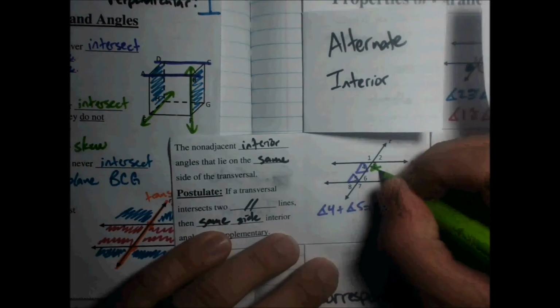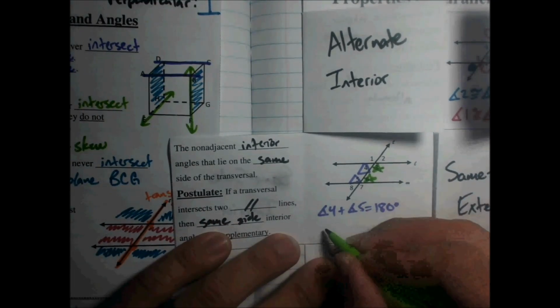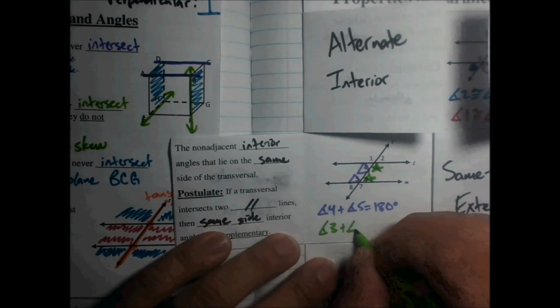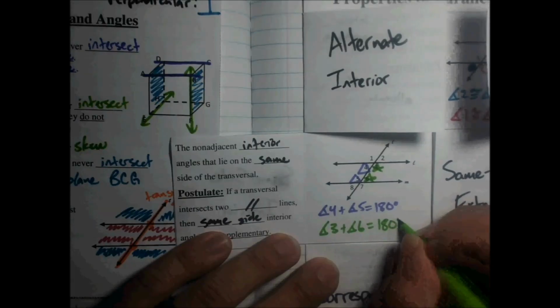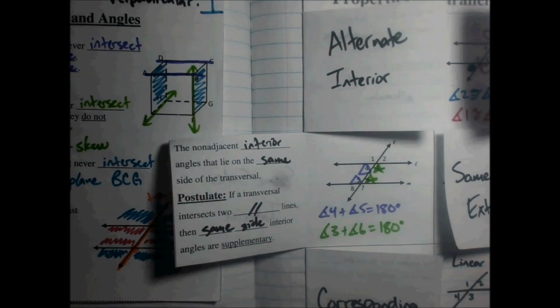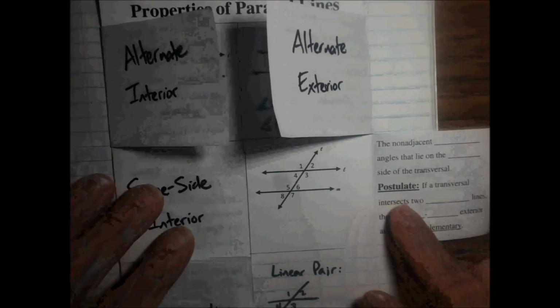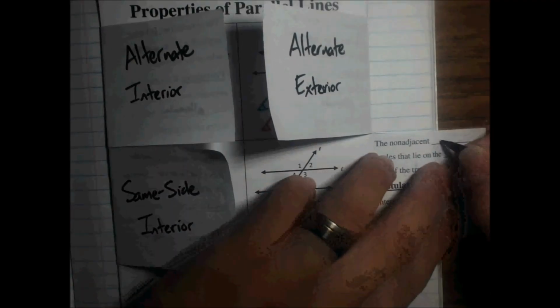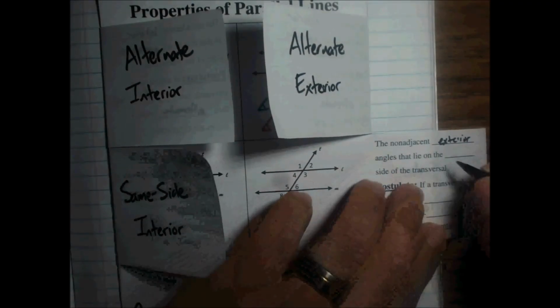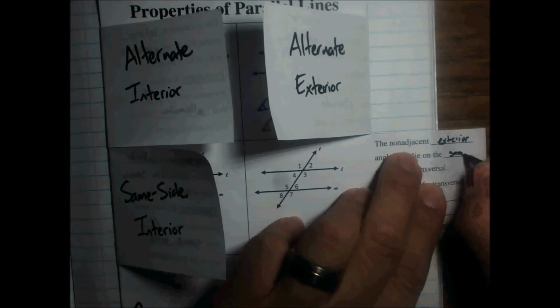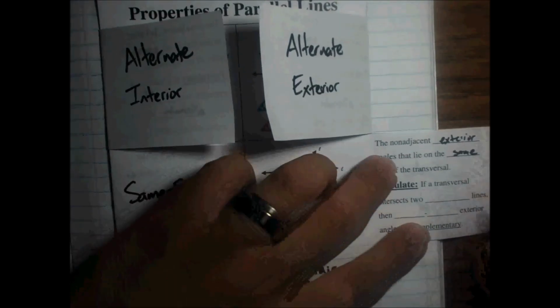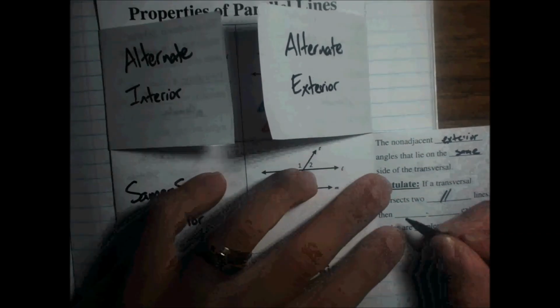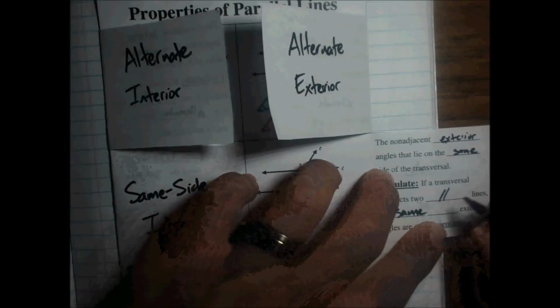Okay. Same side exterior, same idea. Non-adjacent exterior angles that lie on the same side of the transversal. If they intersect two parallel lines, then the same side exterior angles are supplementary. So again, same idea, but now stuff on the outside. So like we got, what else can I draw? Let's just kind of like highlight them.